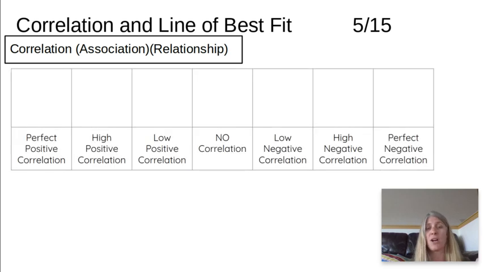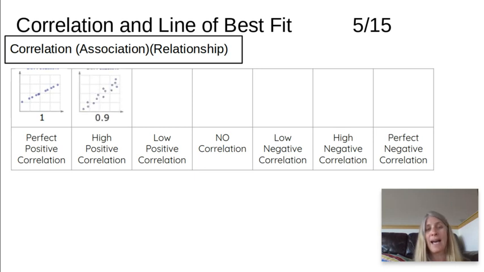So there are 7 different types that we can come up with. Our very first is perfect positive correlation. And you want to take a look at your scatter plots and form a line through most of the points with the same number above and below. That's called the line of best fit, or LSRL. So this first one has a perfect positive correlation. It forms a perfect line.